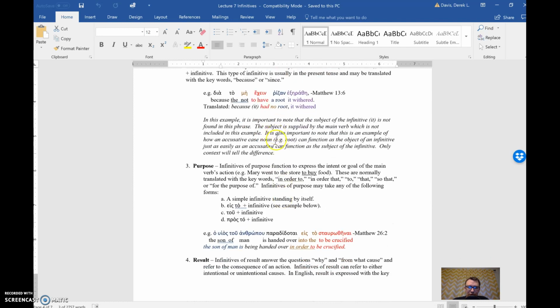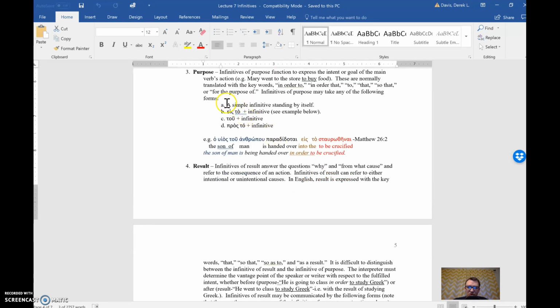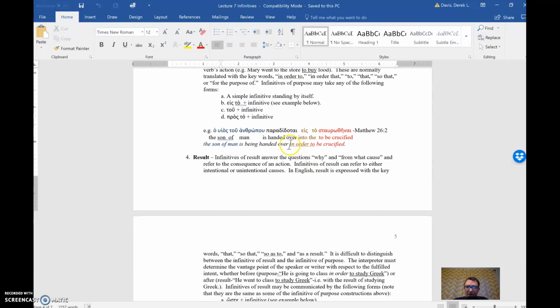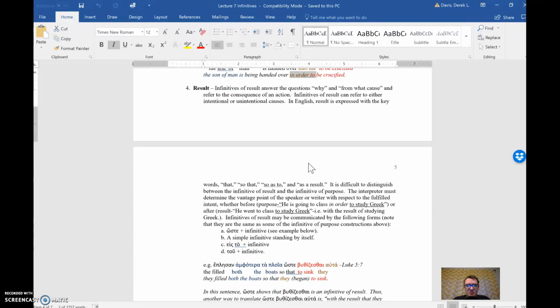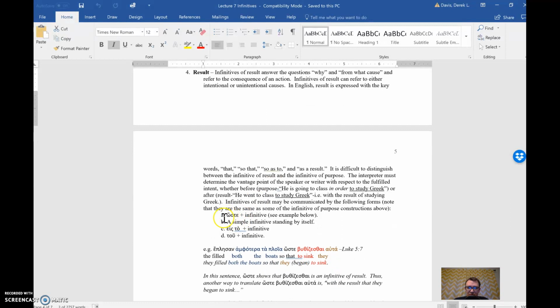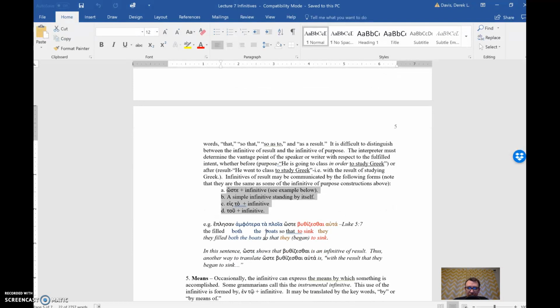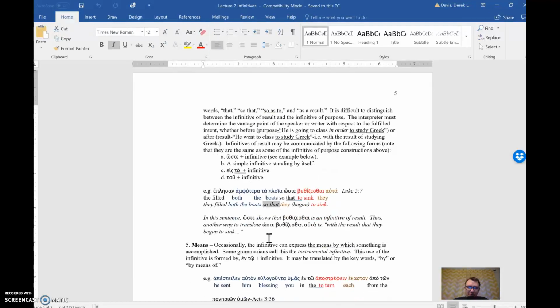All right. The third option you're going to have is purpose, and I've given you a list here of different formulas that you might see that would indicate an infinitive of purpose. If so, then you would add the phrase "in order to" ahead of the verbal idea, which in this case would be crucified. The next category, the fourth category, is result. Again, I've given you a list of possible constructions that would precede the infinitive, and you would add the phrase "so that" in front of it to indicate that it is a result infinitive.